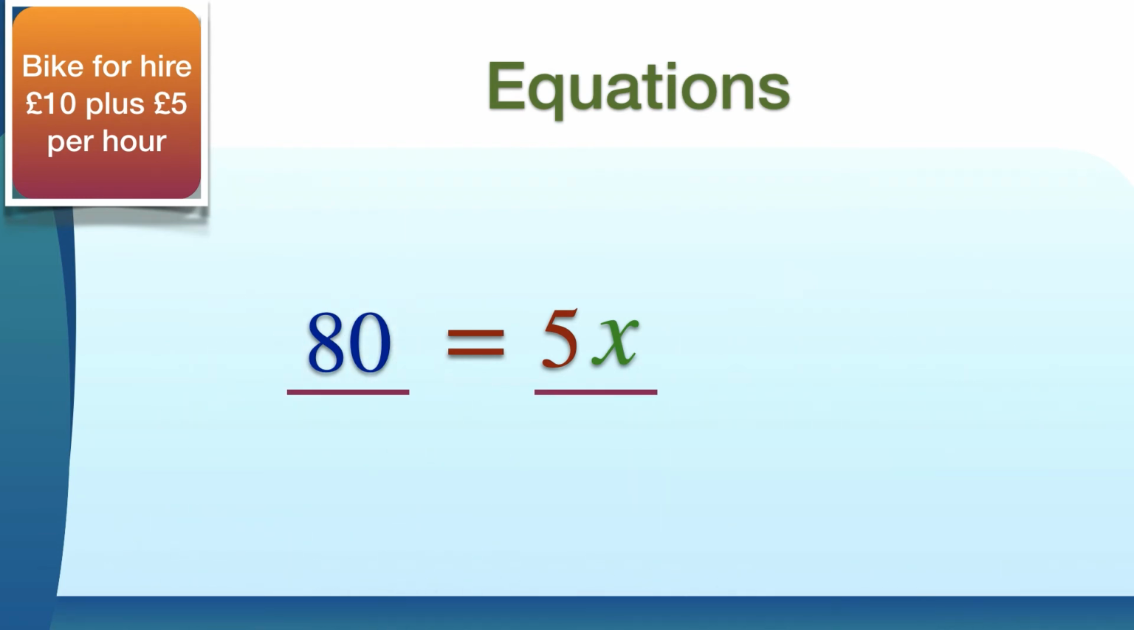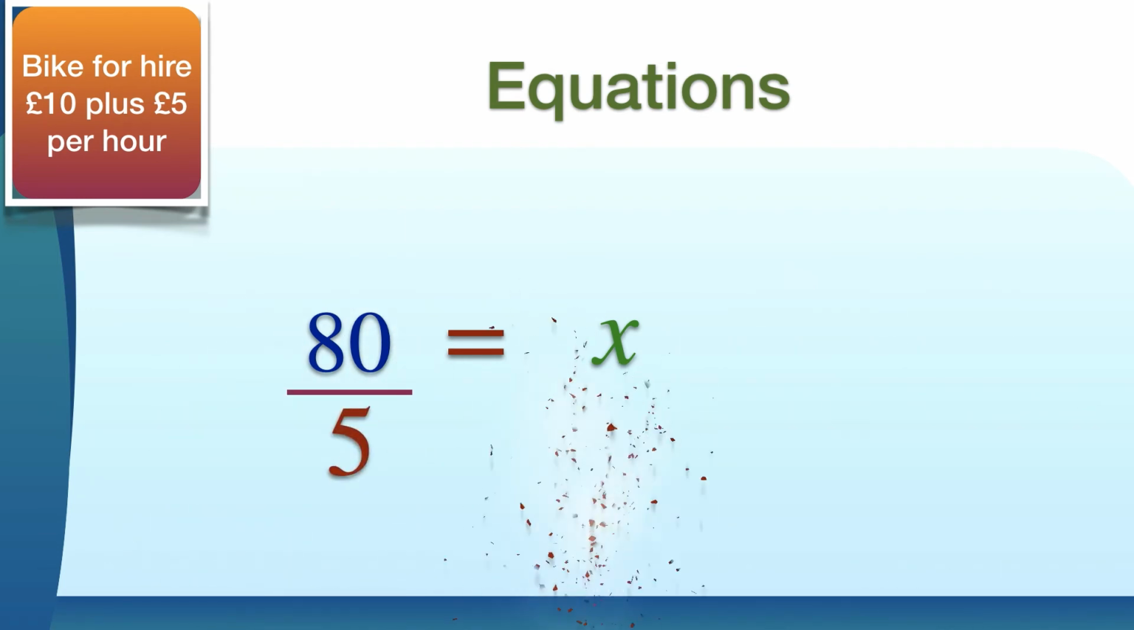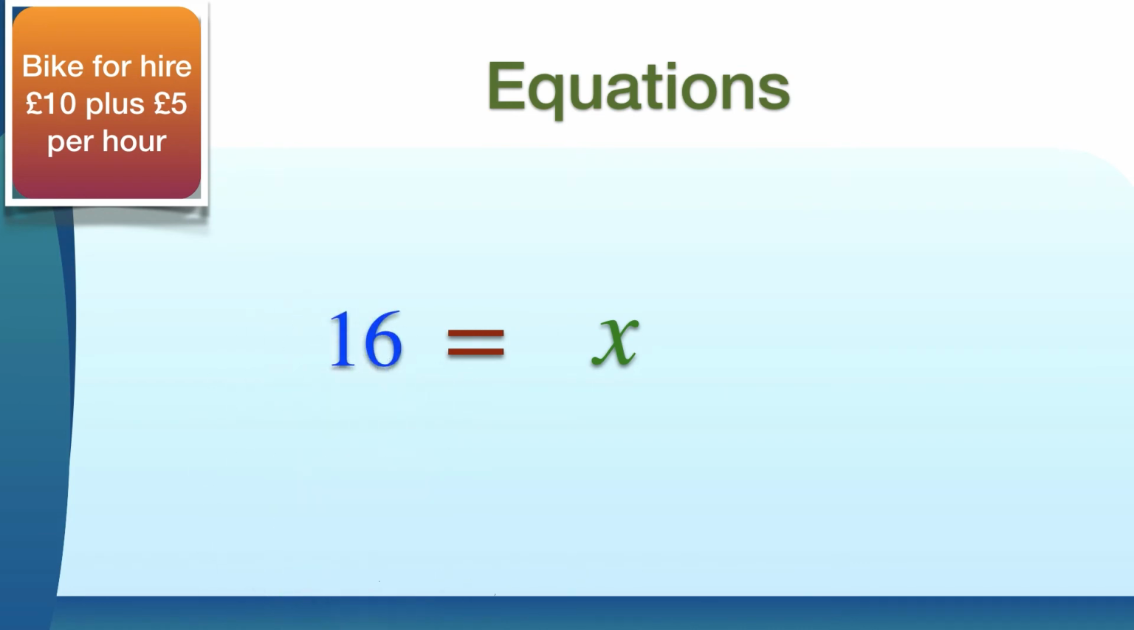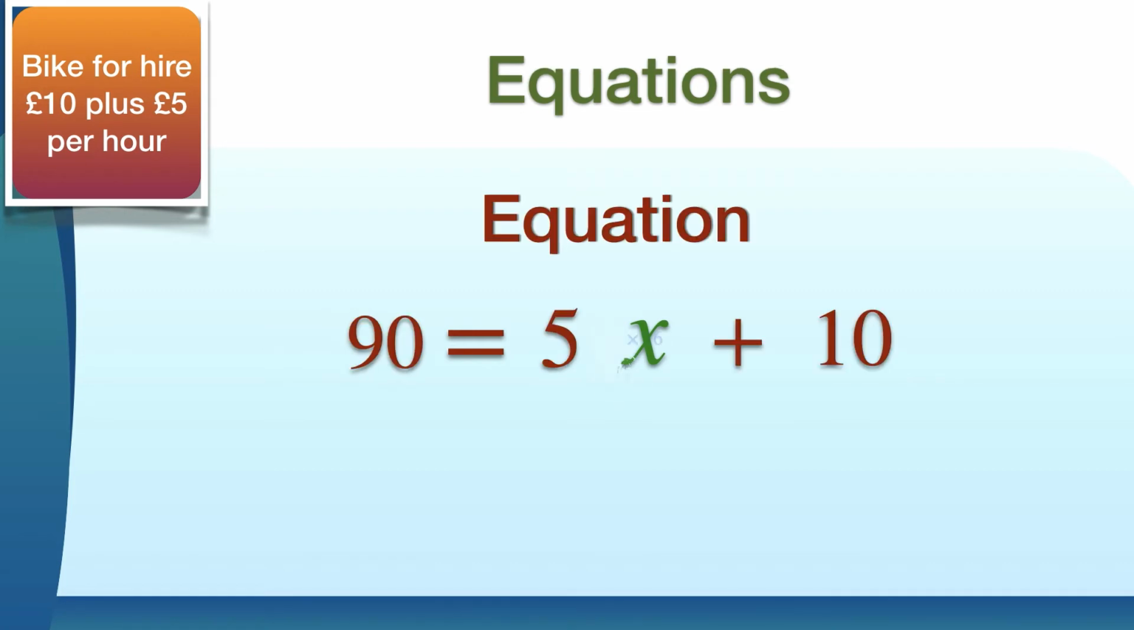Then we divide by 5 on both sides of the equation, and 80 divided by 5 leaves us with 16, and 5x divided by 5 leaves us with x. Therefore, the solution to this equation is x equals 16. In this particular case, x can take the value of 16 to satisfy this equation.